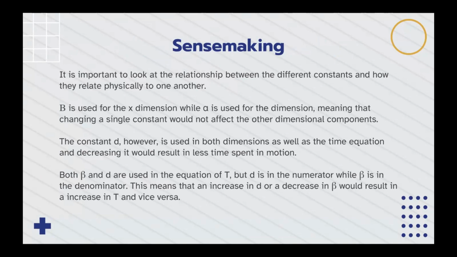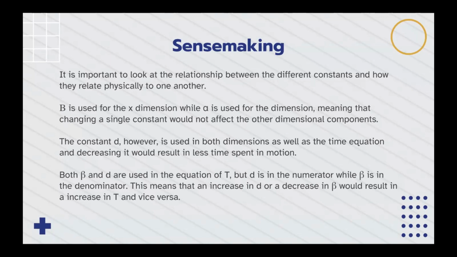All right, and last up, we have sense making. It is very important to examine the relationship between the different constants and how each of them relate to each other physically. So we have beta, which is used for the x dimension, and alpha, which is the constant used for the y dimension. So changing those independently wouldn't necessarily affect the other, but it would affect the big T constant. And also the constant d is used in both dimensions for determining the total distance that was traveled. So since they're all known, we know that they all relate to each other in some way.